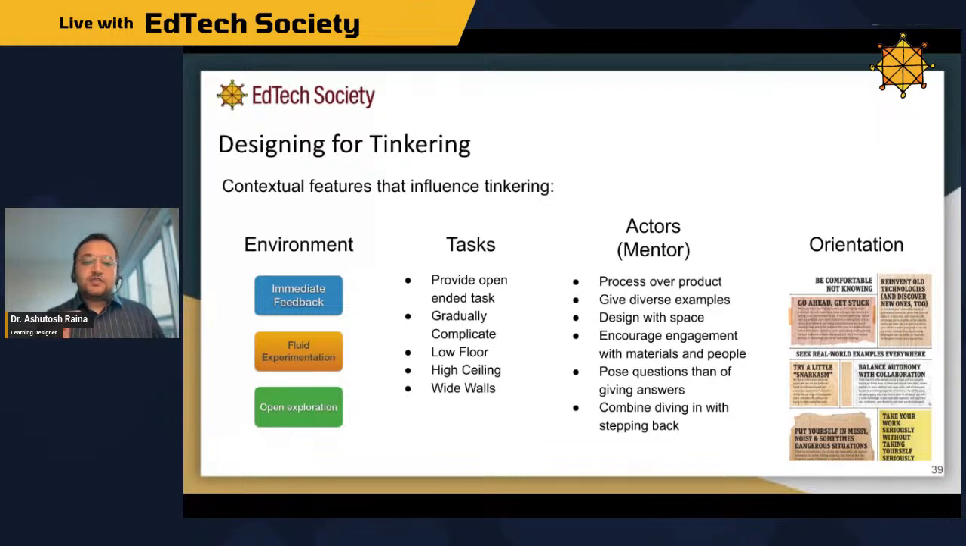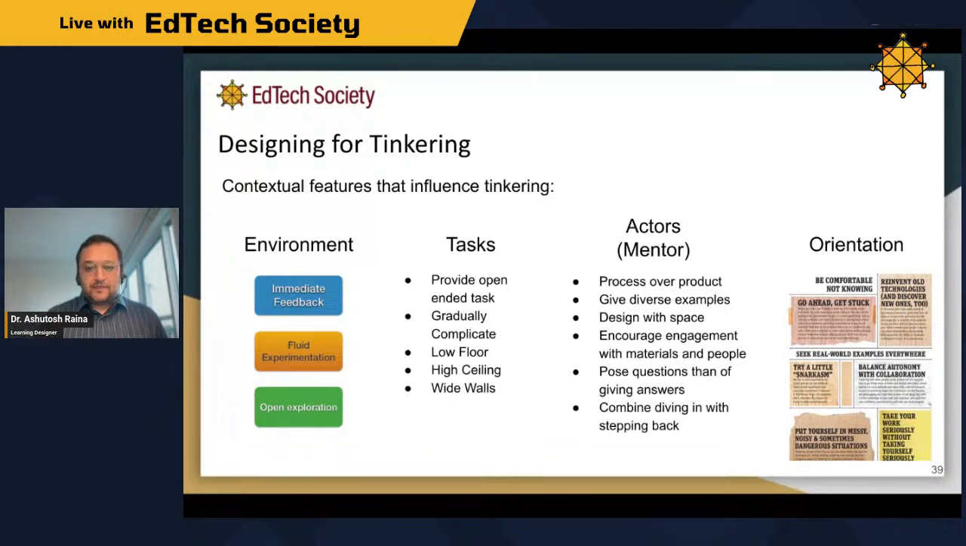Whereas there are tasks which are complex enough for me to sit there for hours and spend a lot of time. And wide walls means I can achieve the same task in a number of ways. So you're giving them a lot of freedom. Now, what are the actors for in the environment?